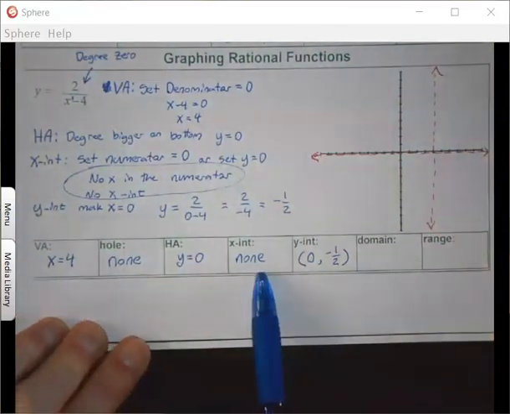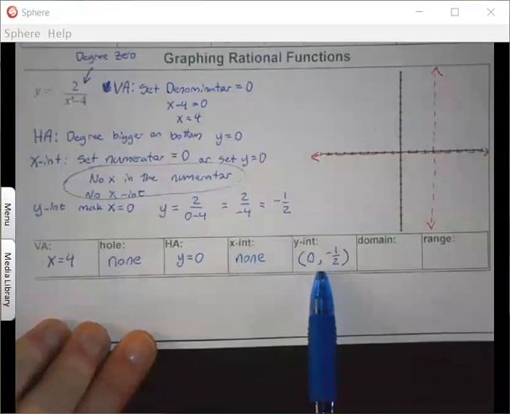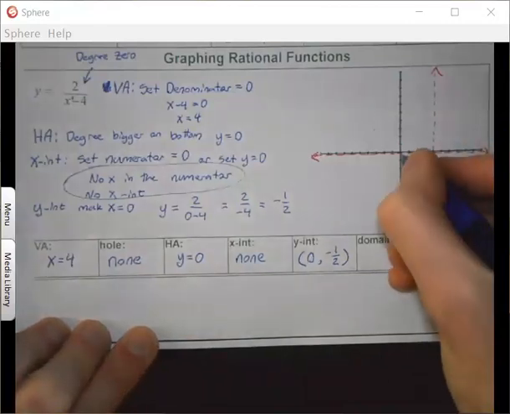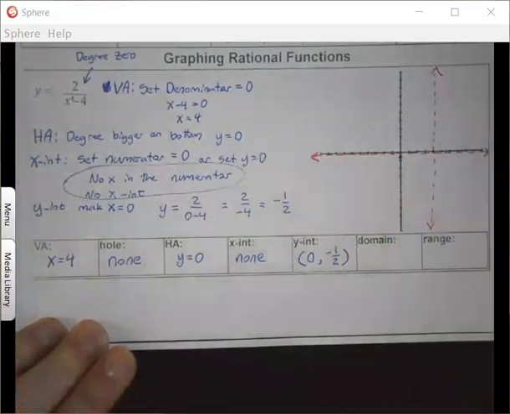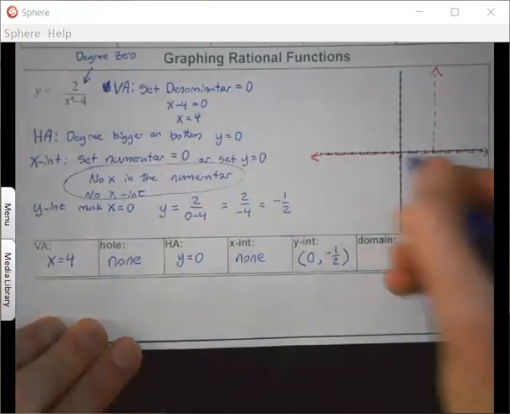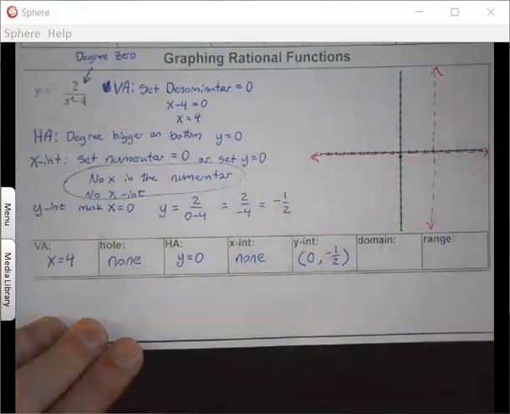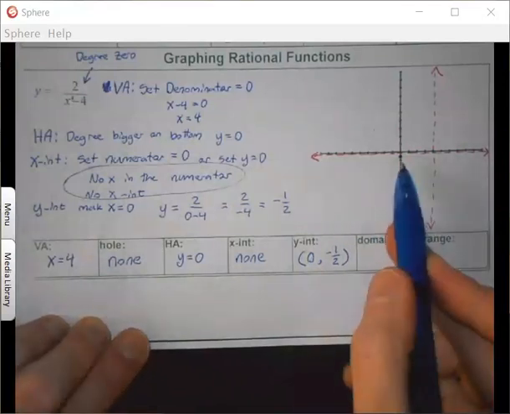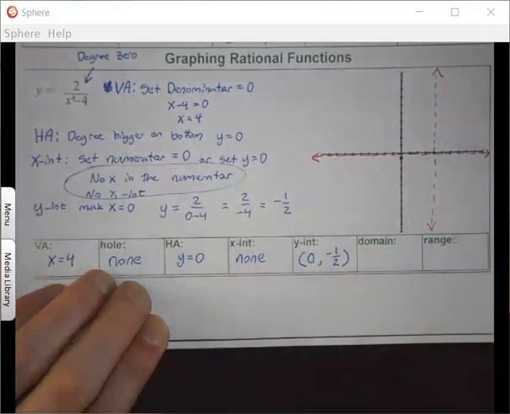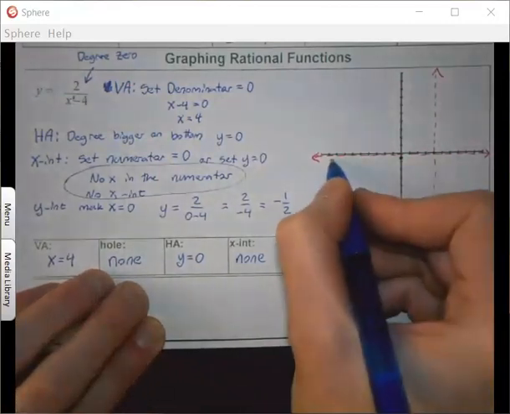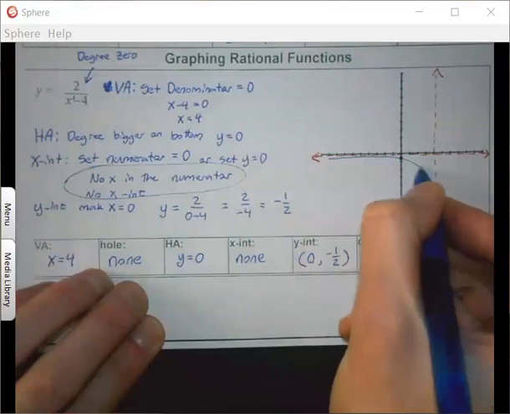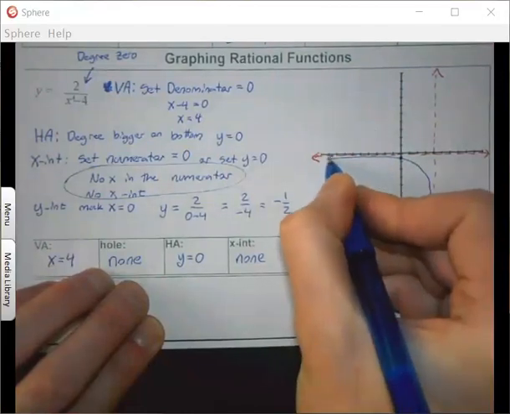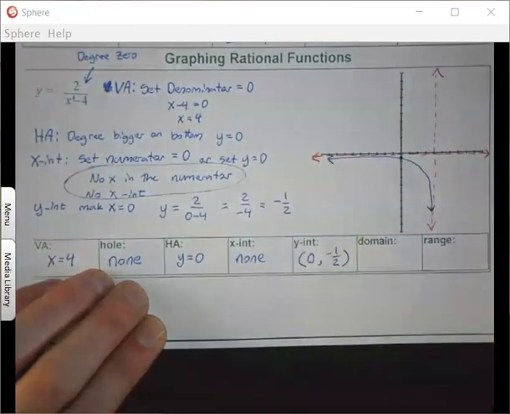So no x-intercept, but we can put in our y-intercept. So 0, minus 1/2, so it's right there. Now, we can draw this part. Remember, it's going to be a curve. Make sure it goes through your intercept and it approaches your asymptotes. Make sure it doesn't cross your asymptote.